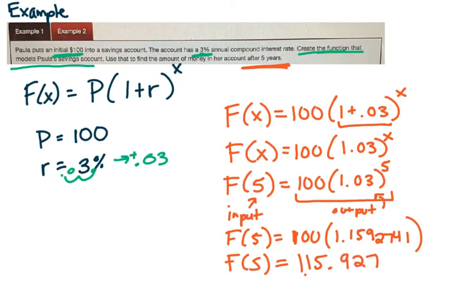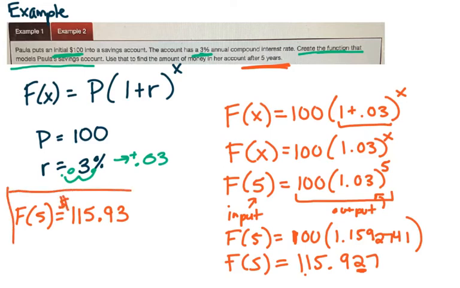115.927. Now, you always want to ask yourself what you're dealing with because that's going to help you to figure out where to round. So I'm finding how much money she has in her account. And so we don't have anything less than a cent, so I'm going to round to the nearest penny in this case. If I was dealing with people, I would round to the nearest whole number. So you always want to make sure you're paying attention to what the context of the problem is. And so after 5 years, she'll have $115.93 in her savings account.